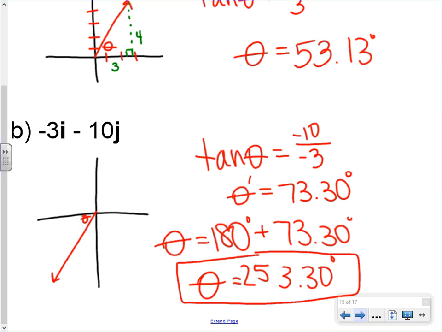Okay, so you're always going to get an acute angle out of inverse tangent. That is your reference angle. Make sure you're getting it in the correct quadrant.